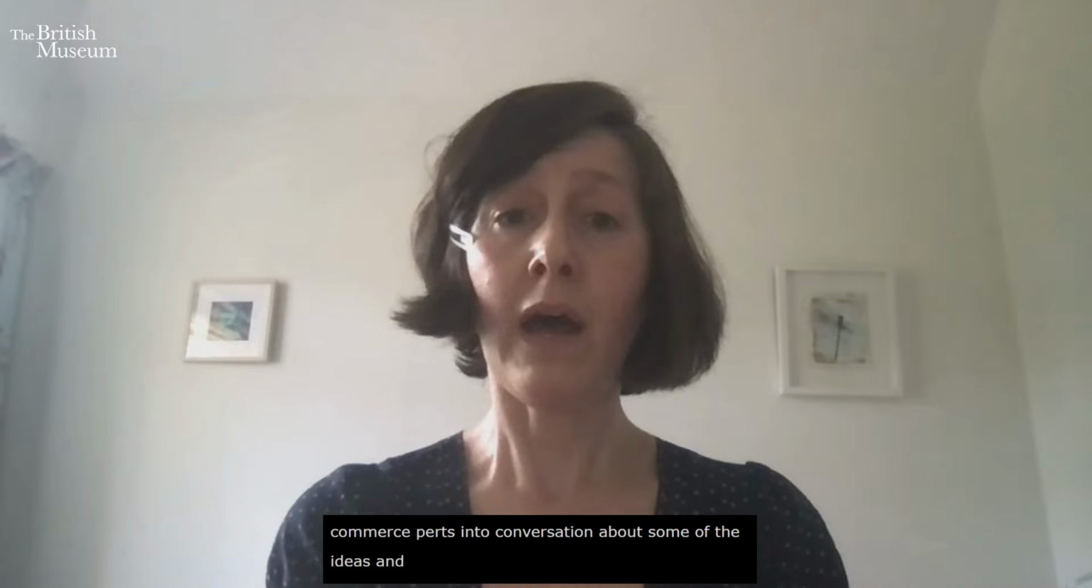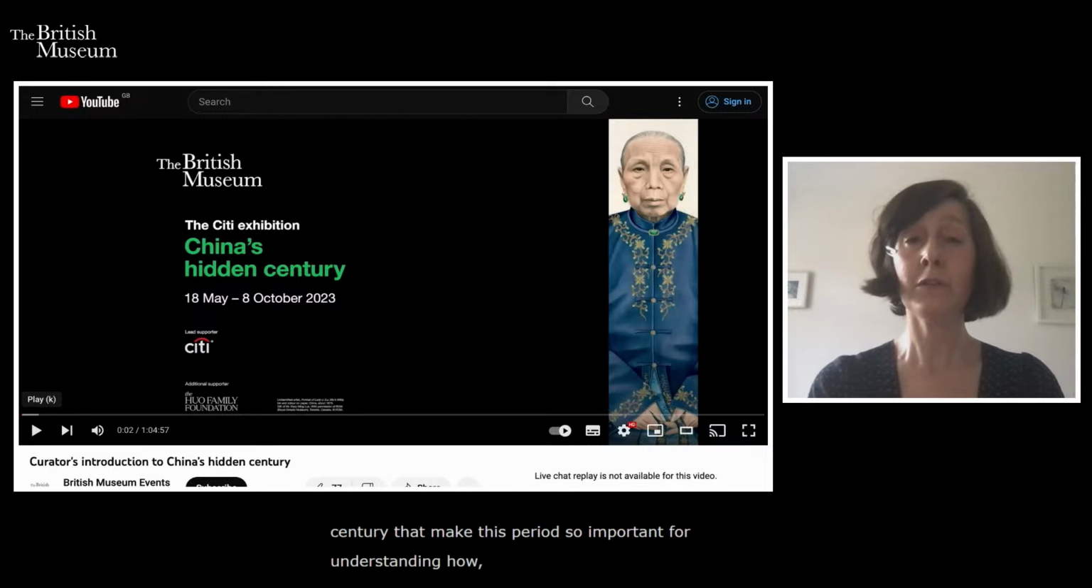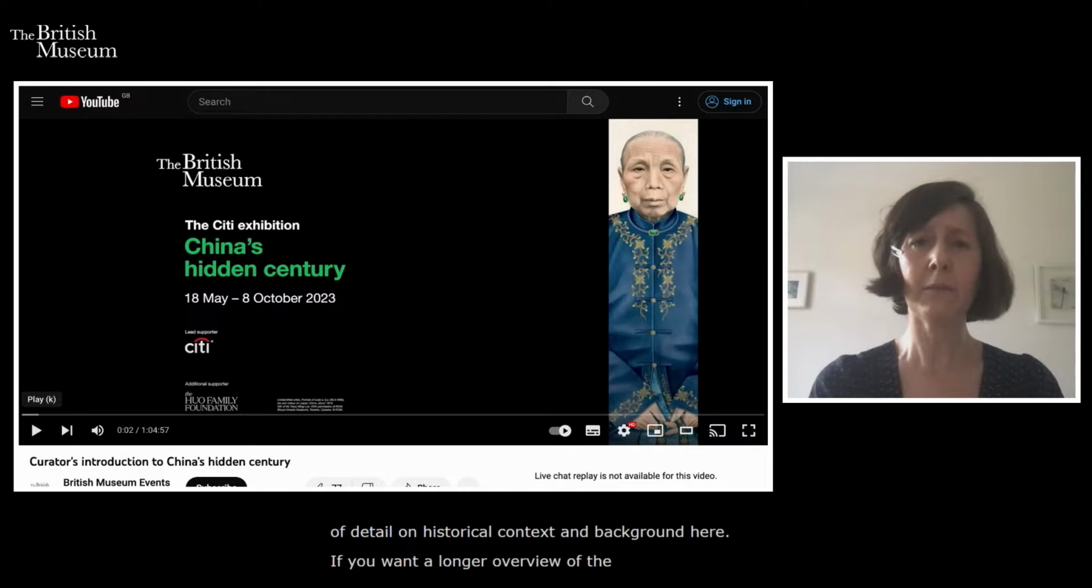Before I hand over to Professors Ma and Hu, I'm going to outline some of the features of the 19th century that make this period so important for understanding how, where, and why China develops since. I don't have time to go into a lot of detail on historical context and background here, but if you want a longer overview of the key coordinates of China's long 19th century to help you navigate the period, take a look at the curator's introduction to the exhibition China's Hidden Century, available on YouTube, as you see in this slide here, where, amongst other things, I provide that overview.